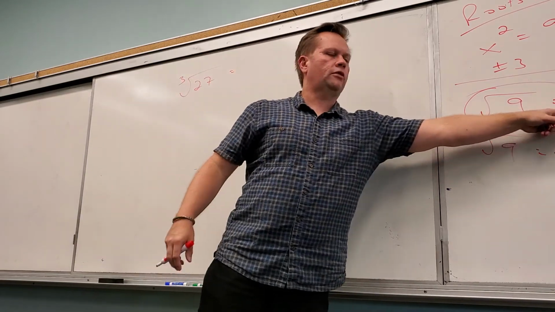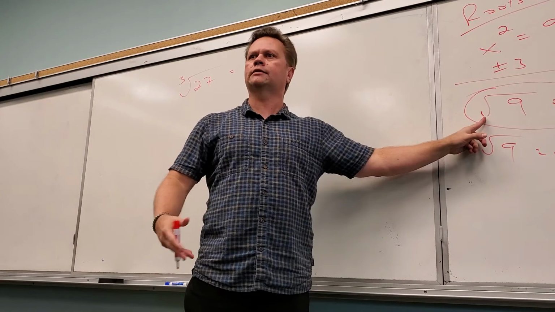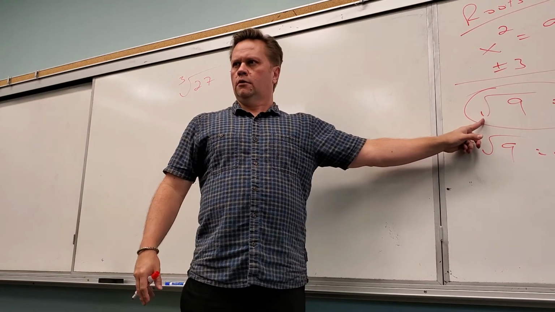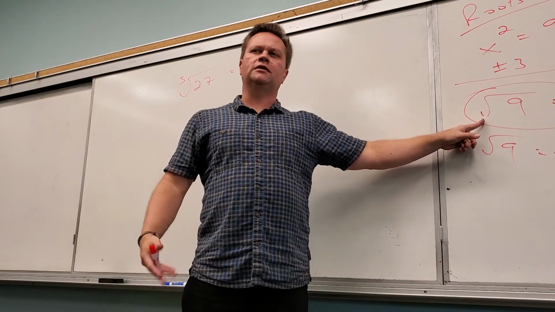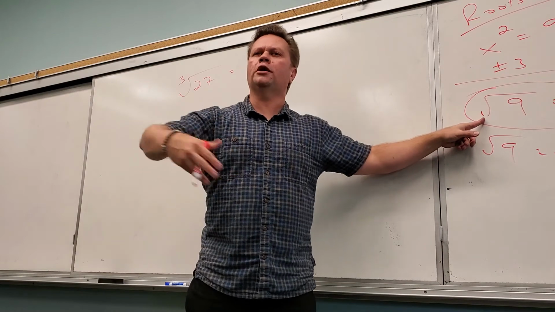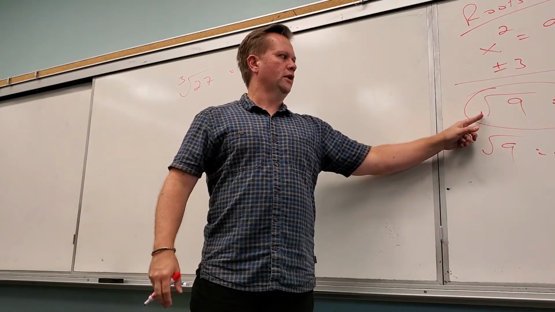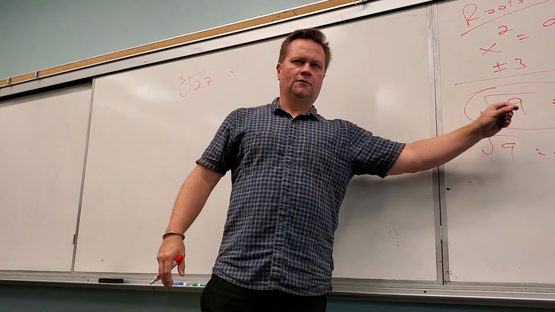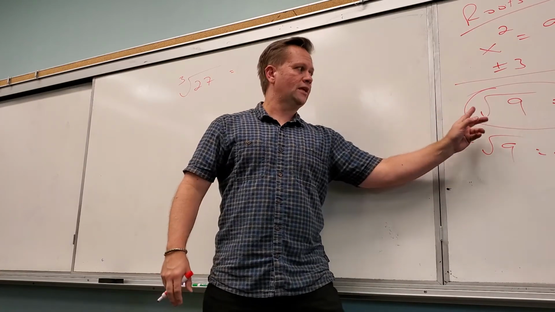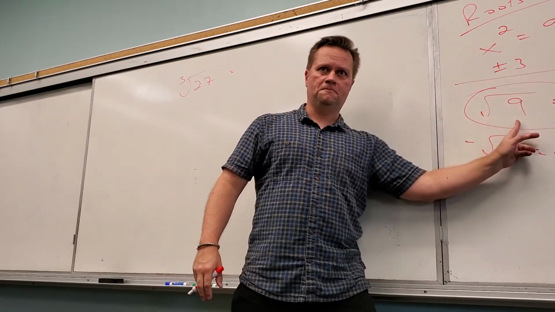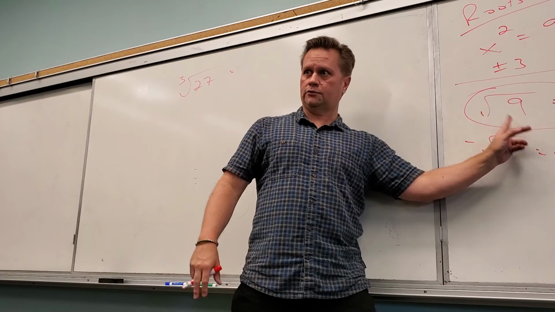So what does that symbol mean? Why was the answer 3? What is the symbol asking us? Not read the symbol. What is the question it's asking? There's a few different ways to say this. What does it take 2 of to multiply to be 9? That's really what that means.